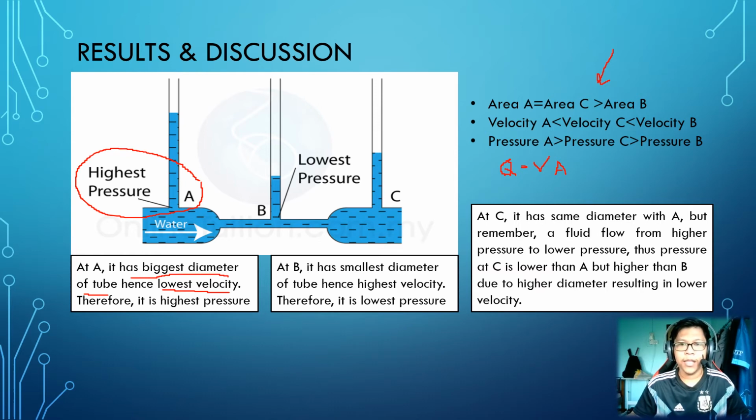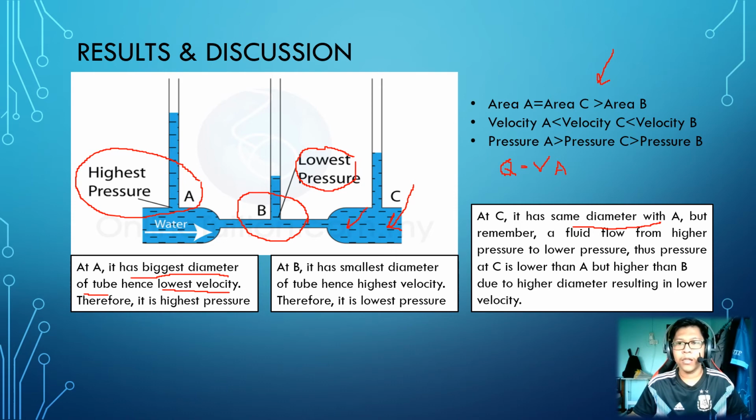At B, it is the smallest diameter of the tube. Hence, it has the highest velocity. Therefore, it has the lowest pressure at B here. At C, it has the same diameter as A, but we need to remember a fluid will flow from high pressure to lower pressure. Thus, the pressure at C here is lower than A but higher than B, because at C it has a larger diameter than B, which results in lower velocity at C compared to B.